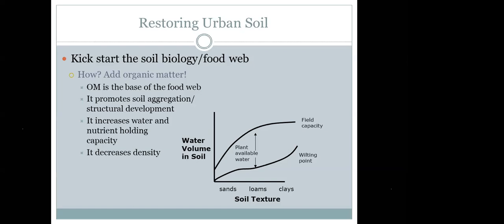But we're not so concerned about the total volume of water that can be stored in soil. We're concerned with the amount of water that is available to be taken up by the plant roots, what we call the plant available water. And this is the difference between two water volumes, the field capacity and the wilting point.